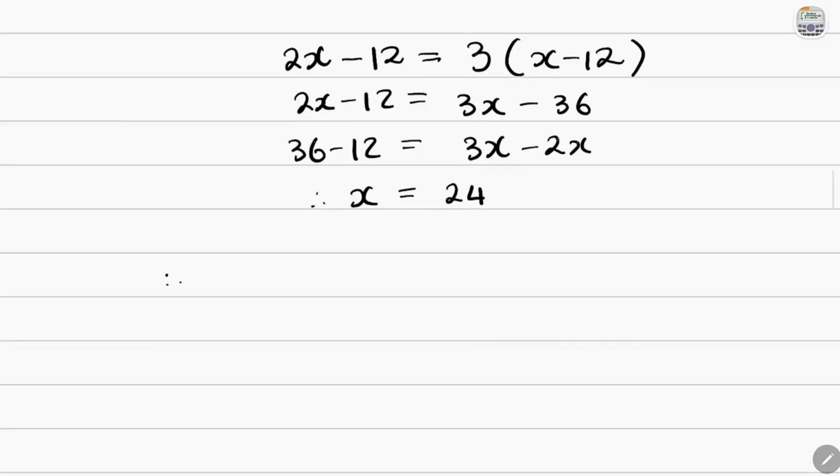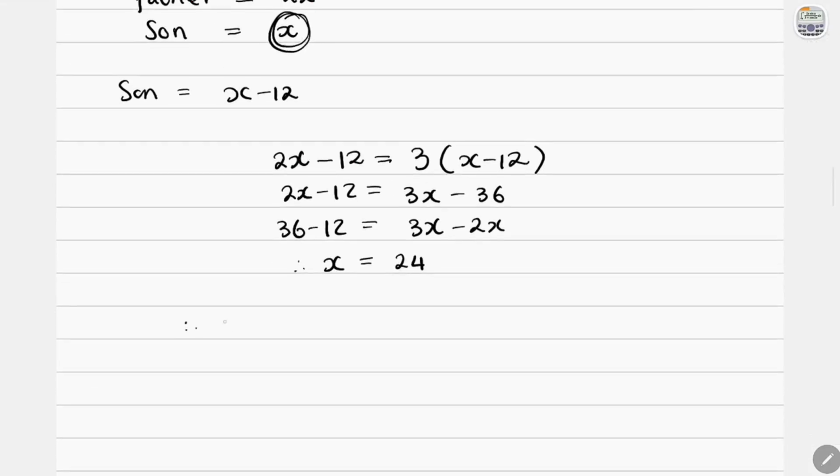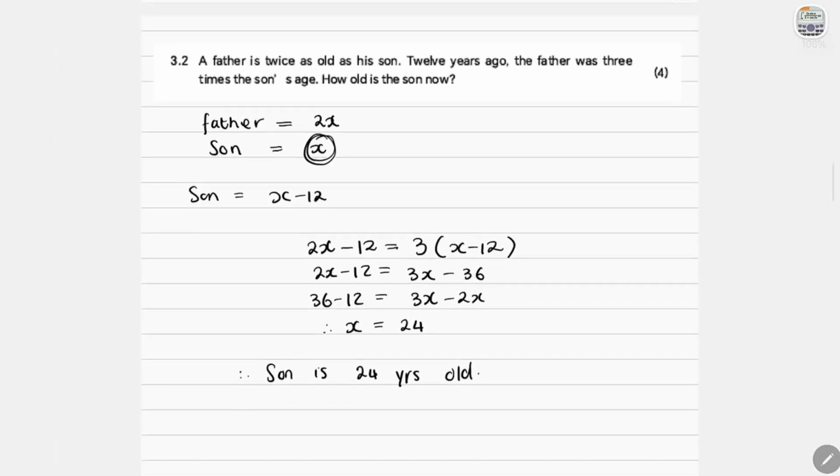And there we go. So we know now that x, which stands for the son's present age, okay? So how old is the son now? The son is 24 years old. And that is our answer. Okay, so that is it for that question. Moving on to the next question.